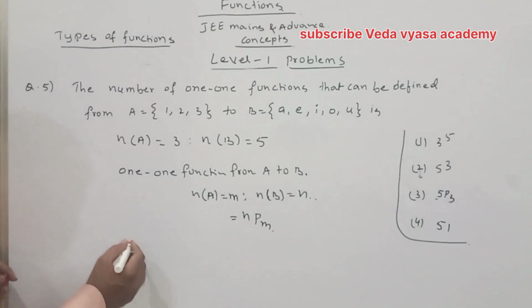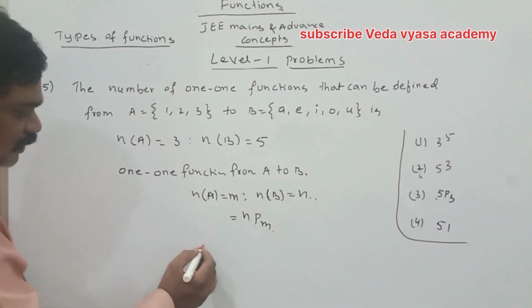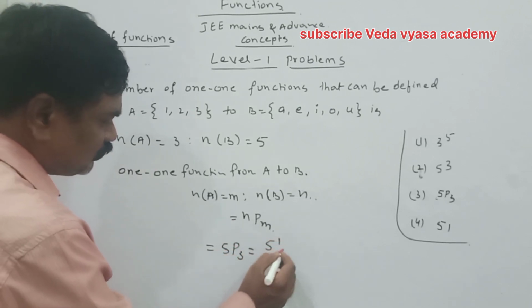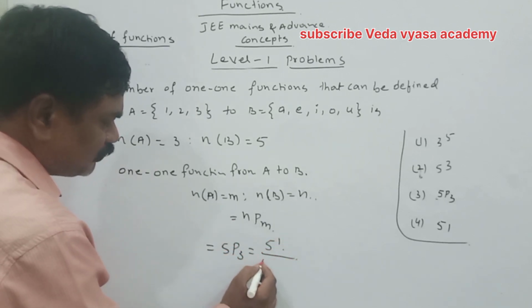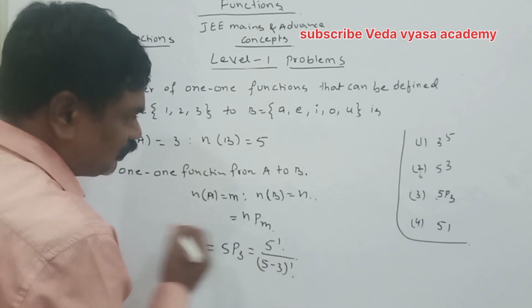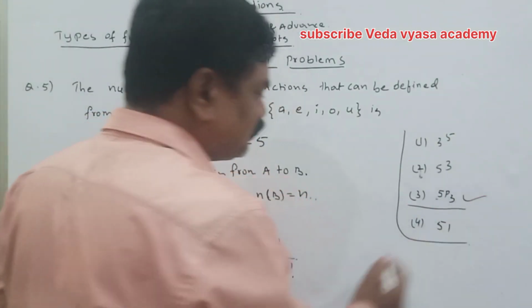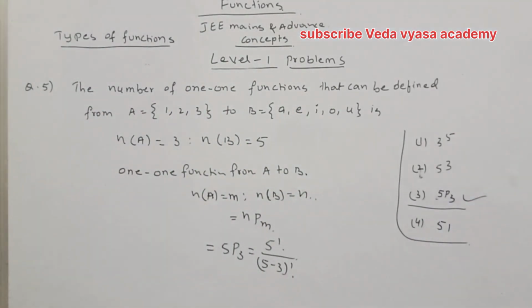So like this, the number of one-one functions is equal to 5P3, which is equal to 5 factorial by (5 minus 3) factorial. So we have 5P3, option 3 is the answer. Okay, all of you. That's all.